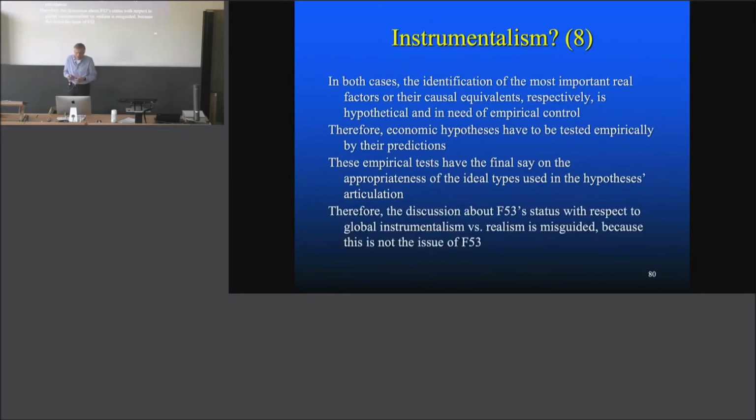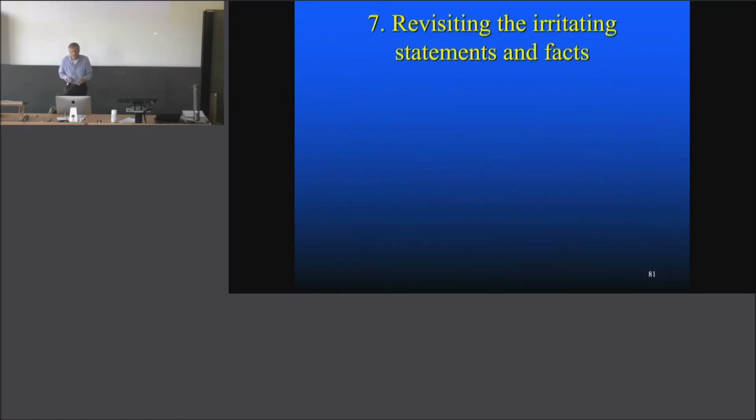Therefore, the discussion about F53's status with respect to global instrumentalism versus realism is, I think, misguided. That's not the issue of F53. That's not his point. People jumped on that for unclear reasons, and this is not the point. He wanted to analyze economic practice, scientific practice, in terms of Weber's ideal types, because he thought that's the most appropriate model, and the whole question has very little to do with the distinction between realism and instrumentalism.